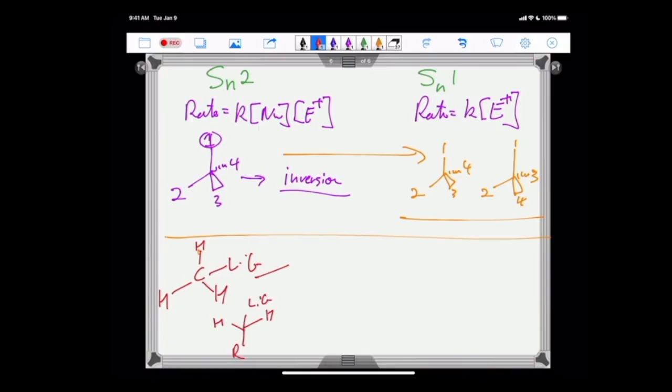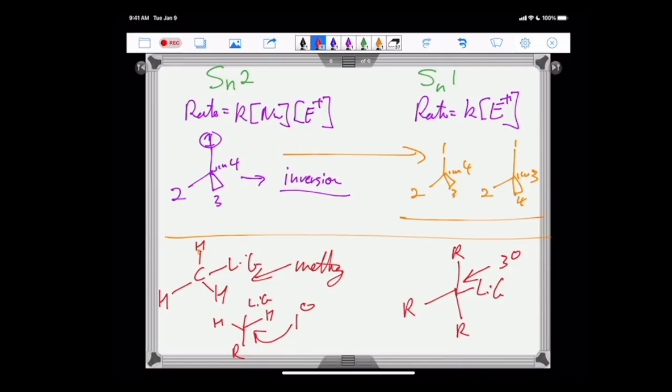And your primaries. So these are methyl substituted or primary substituted centers. Those are the real dominion of SN2. SN1, what you're looking for, are tertiary. This is your biggest way to separate between these two. Secondaries are the only overlap.